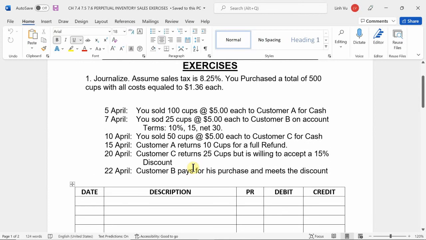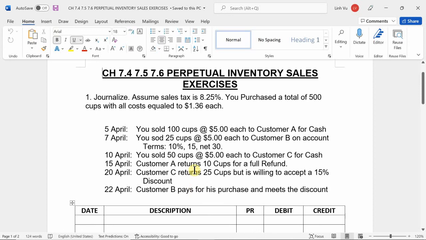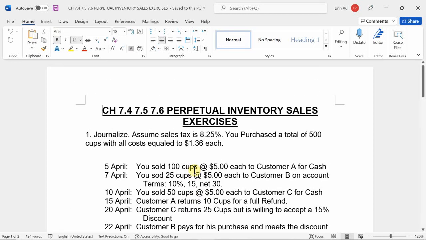So here on April 5th, you sold 100 cups at $5 each to customer A for cash. Now, before we do that, let's read the instructions. Number 1, journalize. Assume that sales tax is 8.25% and you purchased a total of 500 cups with all cost equaling $1.36 each. So here's your cost per item: $1.36 each.